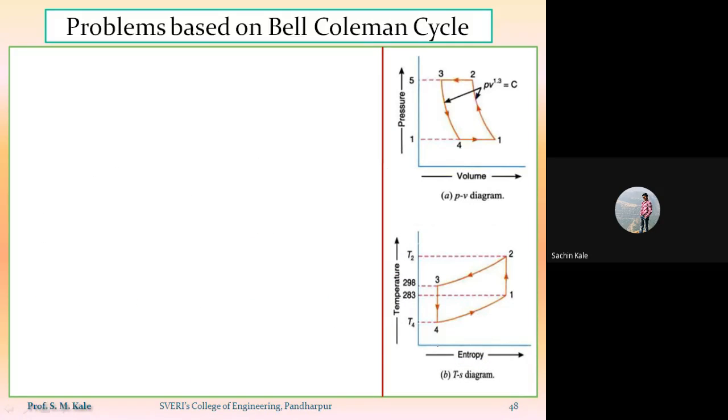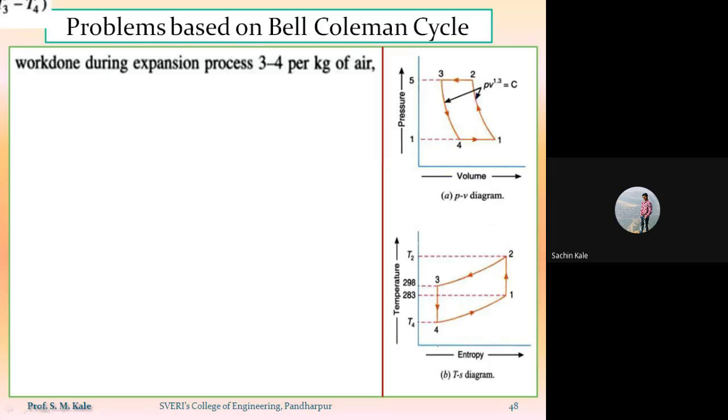Similarly, we have to calculate the work obtained during the process 3 to 4. Now, how to calculate the work obtained during the process 3 to 4 per kg of air? Same formula, as that is again a polytropic process. So we have to use the formula W3 to 4 is equal to n upon n minus 1 into R into T3 minus T4. Here the value of R we know, the value of n we know, and the value of T3 we also know.